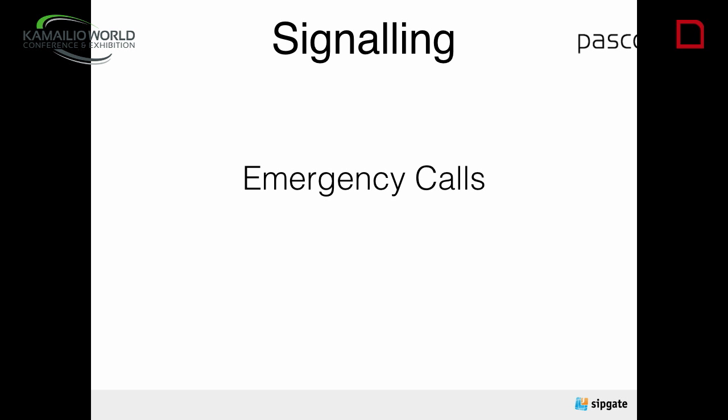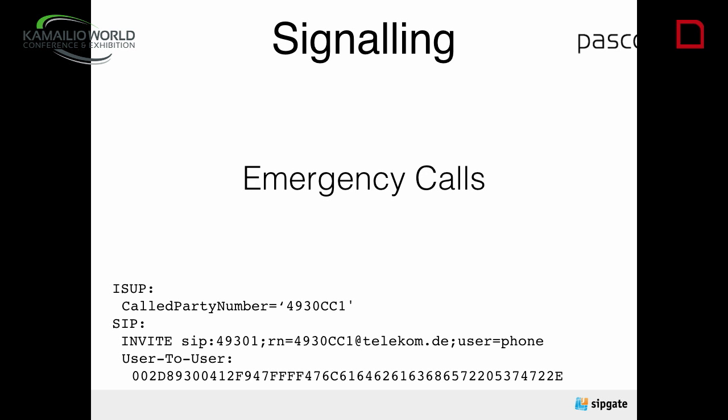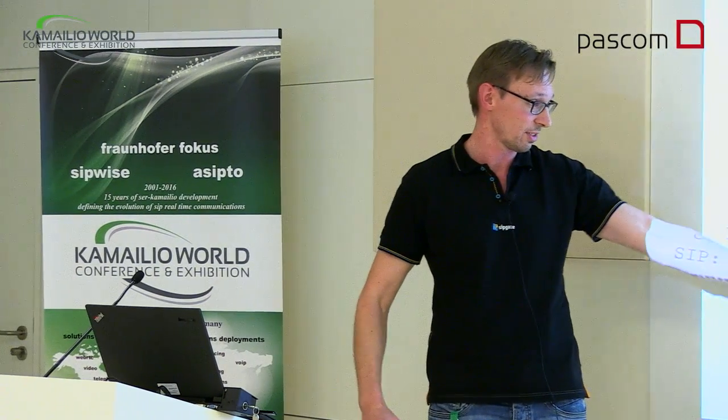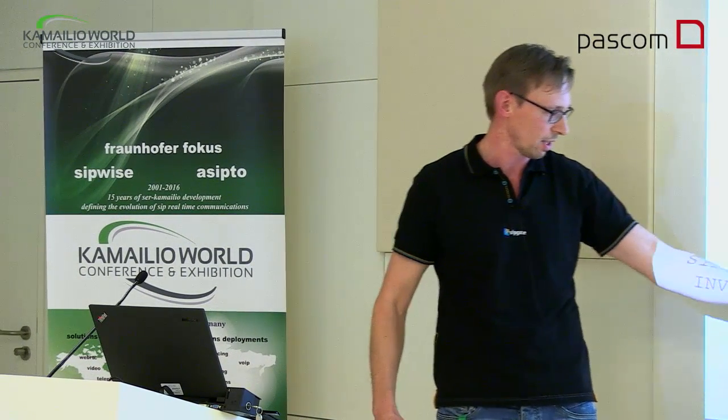If you want to offer telephony services, then you probably have to offer emergency calls as well. And there are call center addresses in Germany when you are sending out emergency calls. And in ISUP, you would only send the call center address, and that's it. In SIP, you have to mangle some numbers. You have to first cut out the CC from the target number, and then put another part in the user part and add it again.